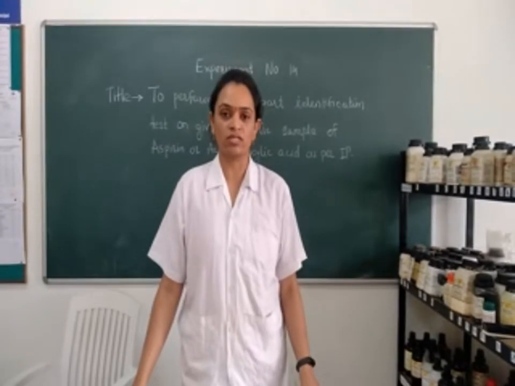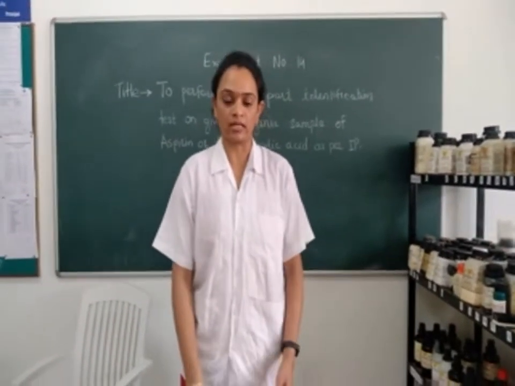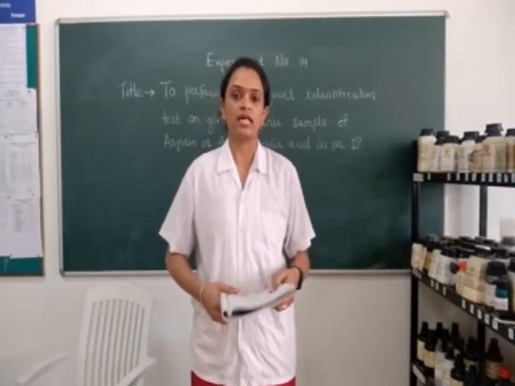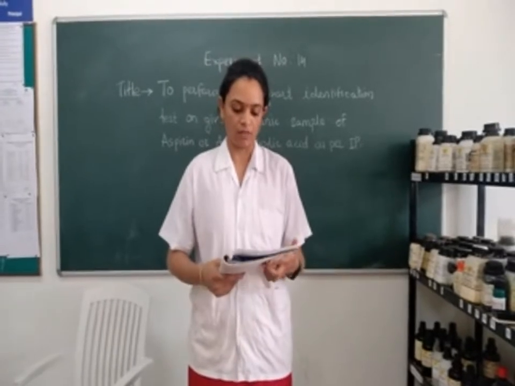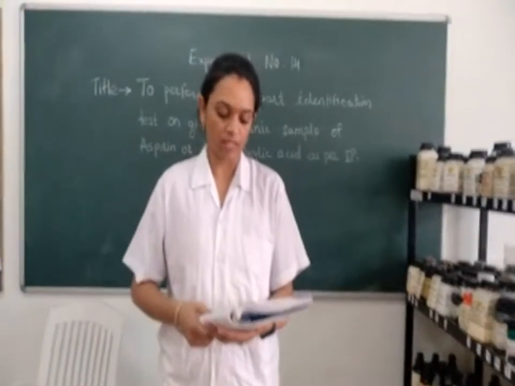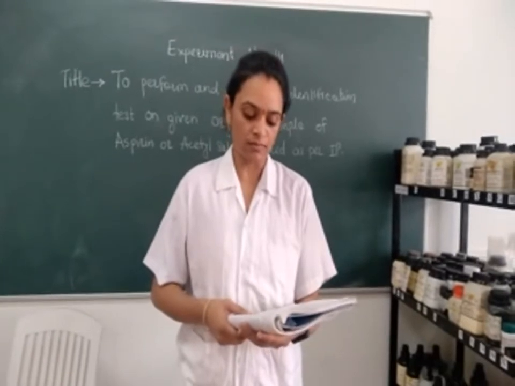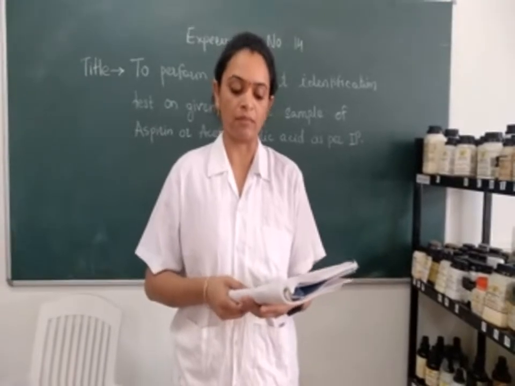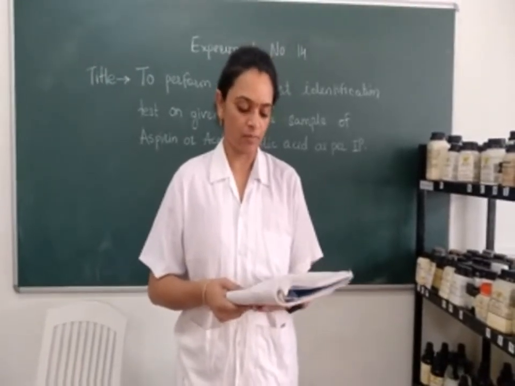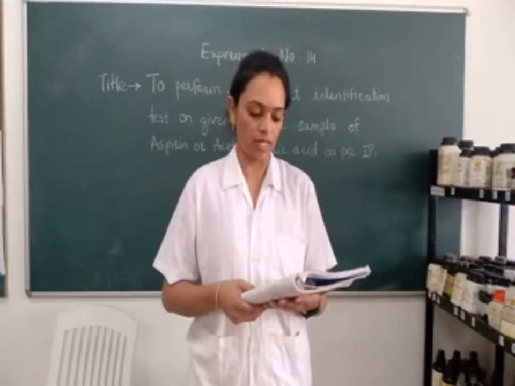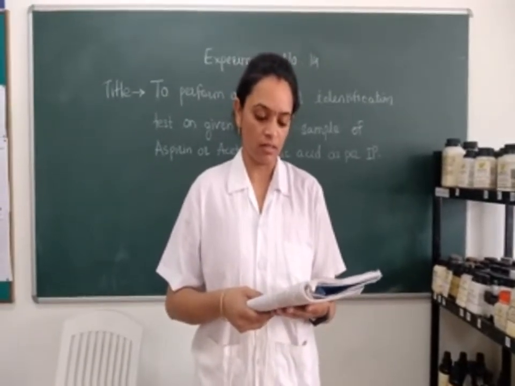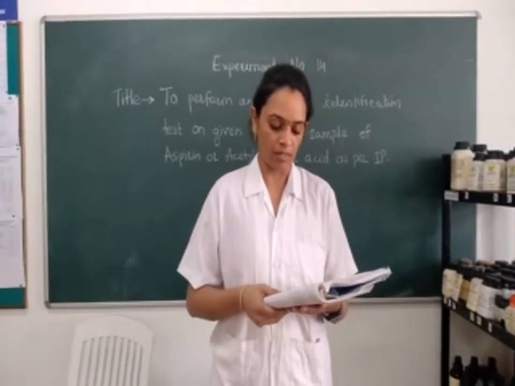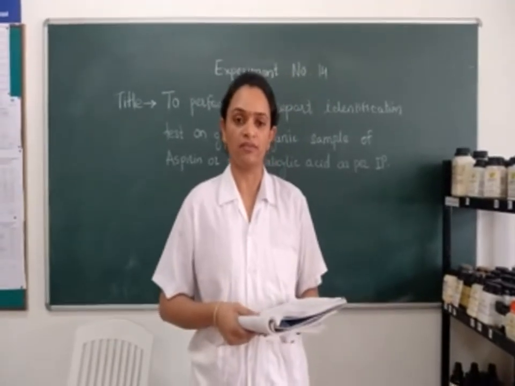For the limit test for aspirin, that is acetyl salicylic acid, first of all we did the description. It is a crystalline, odorless, colorless powder. That means it complies with the test as per IP. Then we performed the solubility test in various solvents, and the inference is it complies with the test as per IP. And finally, the identification test. Test A gives a deep violet color. That means it complies with the test as per IP.